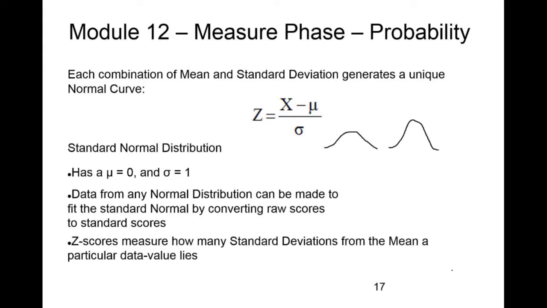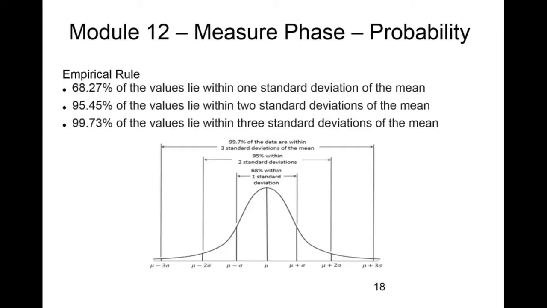Data from any normal distribution can be made to fit the standard normal by converting raw scores to standard scores. The z-scores measure how many standard deviations from the mean a particular data value lies. The empirical rule, we've talked about that. Basically the percentages, 68.27 lie within one standard deviation of the mean, 95.45 lies within two standard deviations, and then 99.73 of your values lie within three standard deviations. And there's a chart there that shows that.